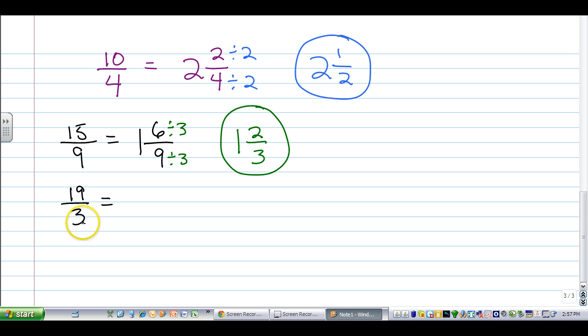Did you say to yourself, self, how many times does 3 go into 19? It can go in 6 times. 6 times 3 is 18. What's left over? 1. And the denominator stays the same. Hey, look at that. It's already in simplest form. How nice for us. So 19/3 is equal to 6 1/3.